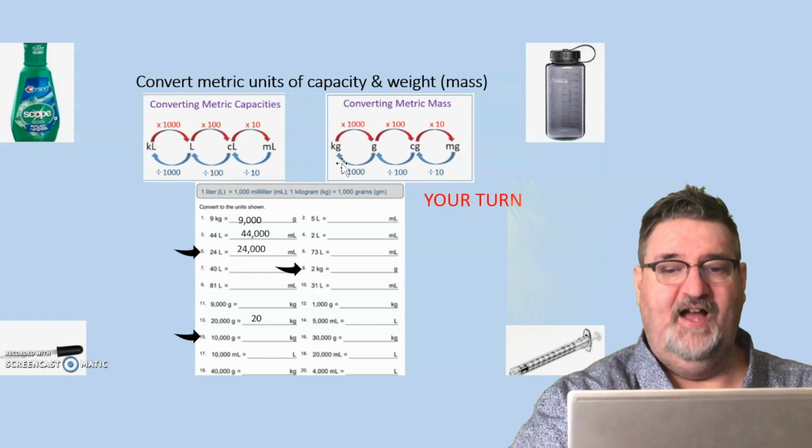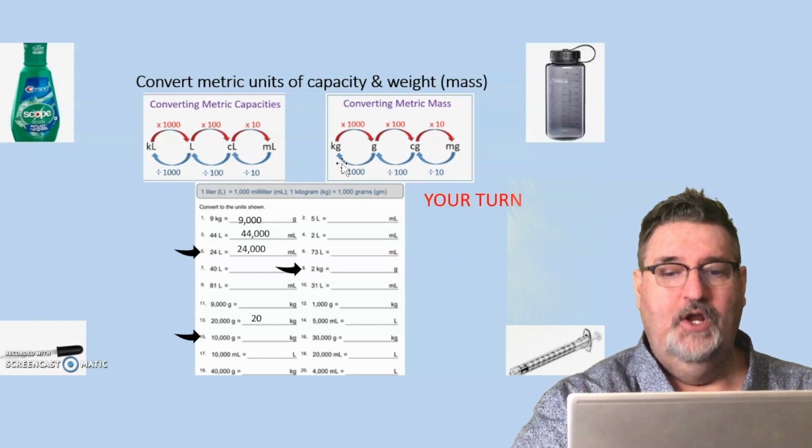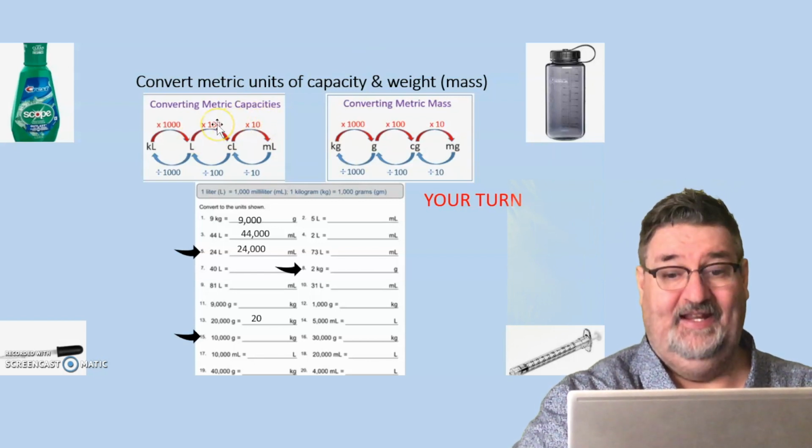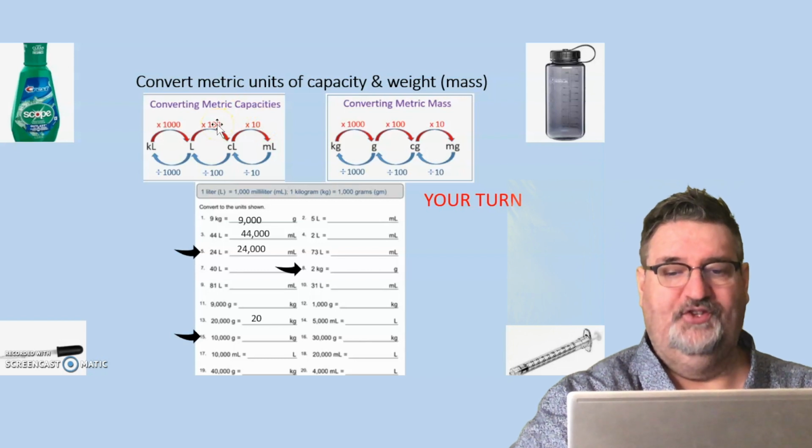All right, so for number 5, the 24 liters, when we multiply that times 1,000, because we're going from here, we have times 100 times 10, which is going to be 1,000. We come up with 24,000 milliliters.